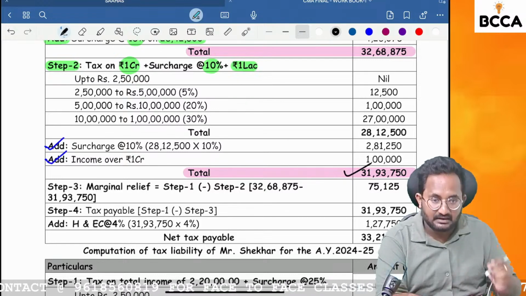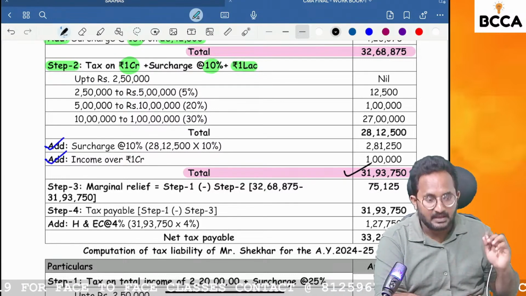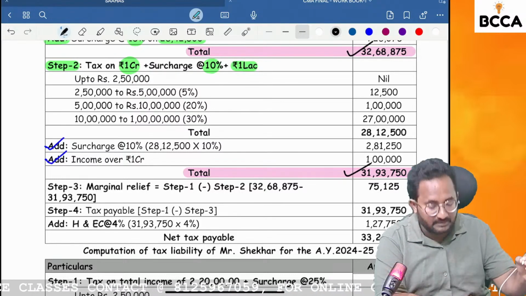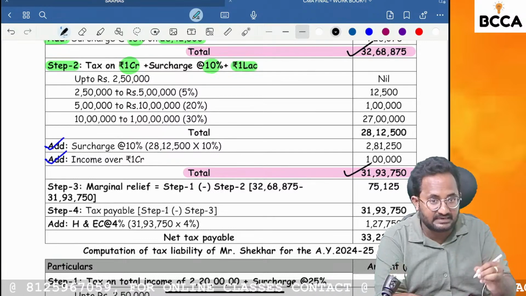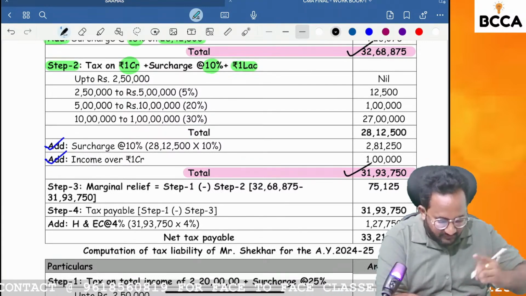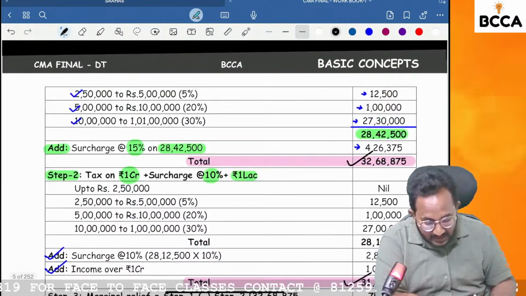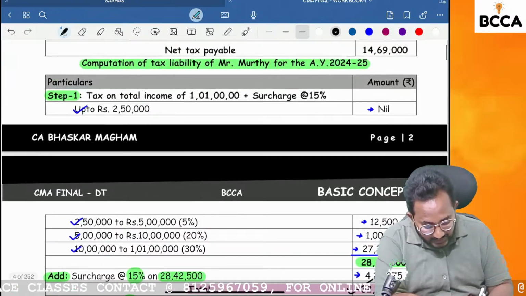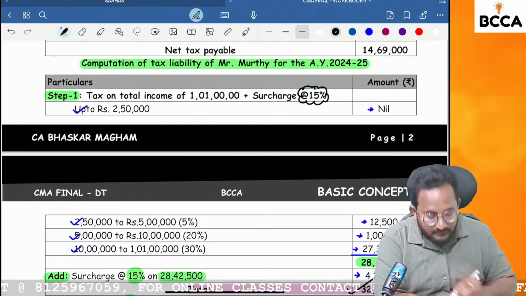31 lakh 93,750. But government is asking how much amount? 32 lakh 68,875. This is an immoral only, definitely. Why has this difference come? Because of levying the 15% surcharge here.